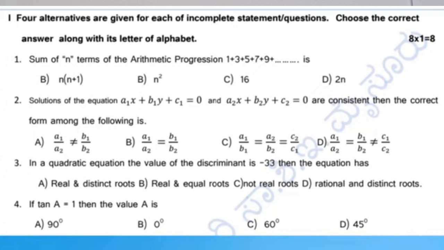A1 by A2 is not equals to B1 by B2. A1 by A2 is equals to B1 by B2. A1 by A2 equals to B1 by B2. A1 by B1 equals A2 by B2 equals C2 by C1. A1 by A2 is equals to B1 by B2 is not equals to C1 by C2. This is the option they have given. Now how to solve this? Now, let me just say clearly.